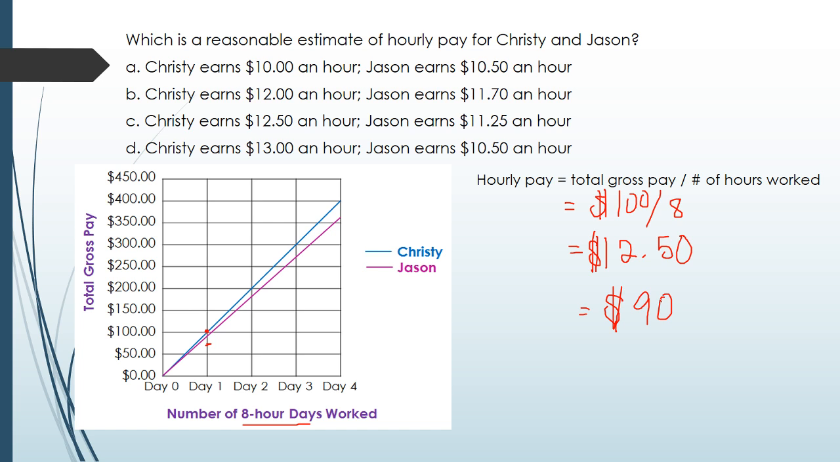And then again, we're going to divide it by 8 because it is 8 hours in a workday. When you type that into a calculator, you should get 11.25. Again, if you get 11.30 because this says 95 or something like that, that's okay too. They will not trick you with answers that are very close to each other. Alright, so that's how you find the hourly pay.